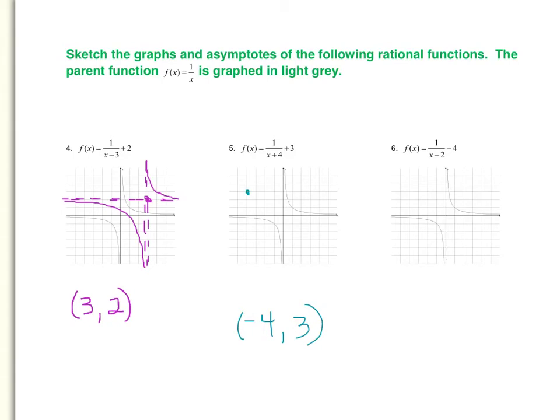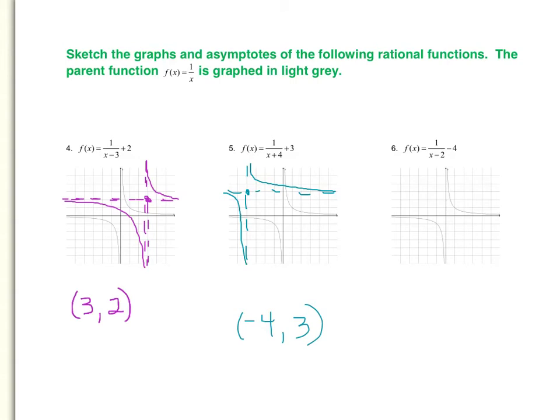Now I'm ready to draw my vertical asymptote. And now I'm going to draw my horizontal asymptote. And now I'm ready to sketch my curves. So there's one, and there's the other. Now why don't you pause the video and try to do number 6.